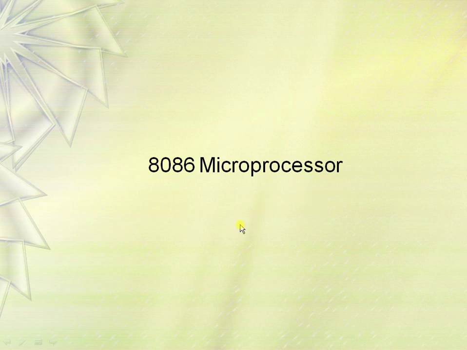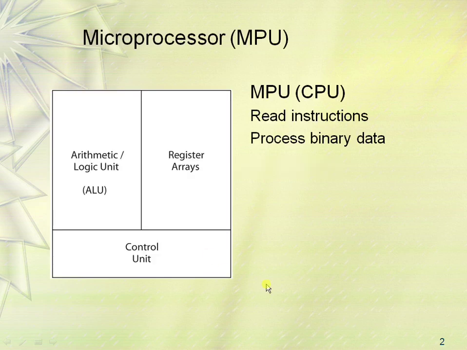So any device which is performing some task on the given inputs and producing the output will be considered a processor, and that device's size is very small. That is why it is called a microprocessor. Okay, let us see what the general blocks present inside a processor are.